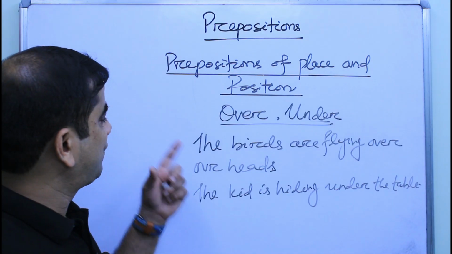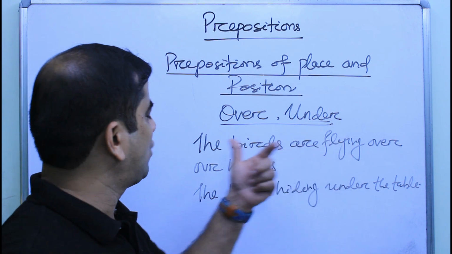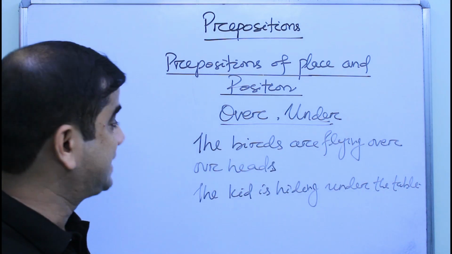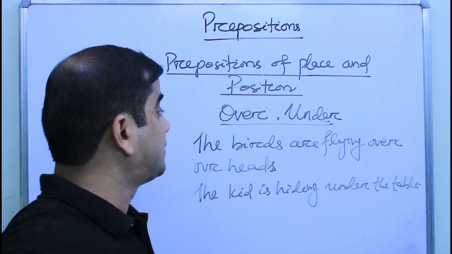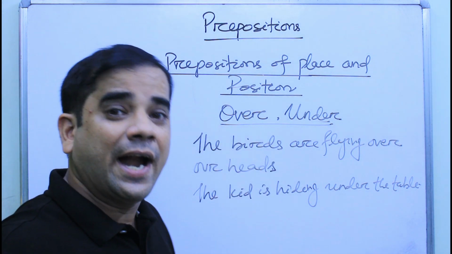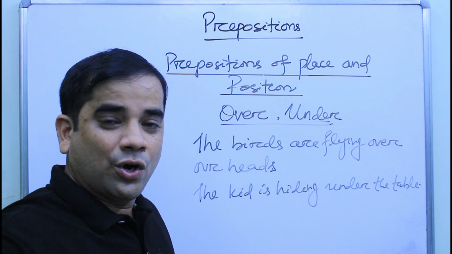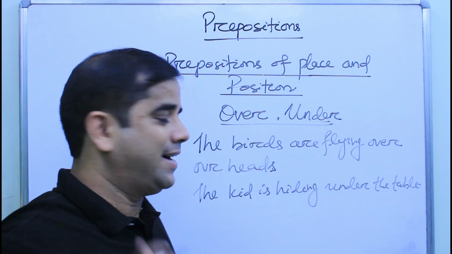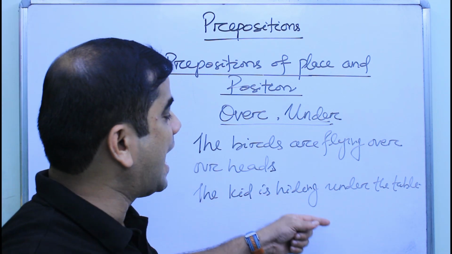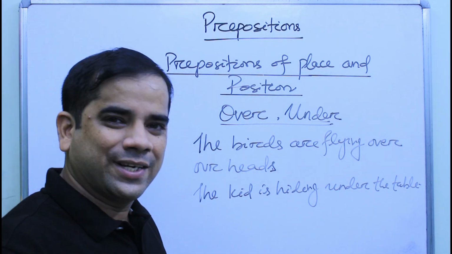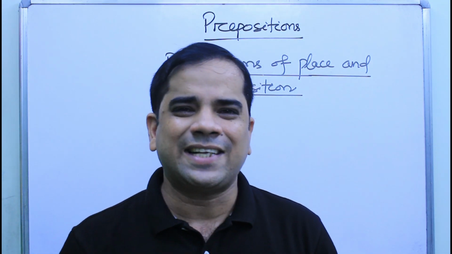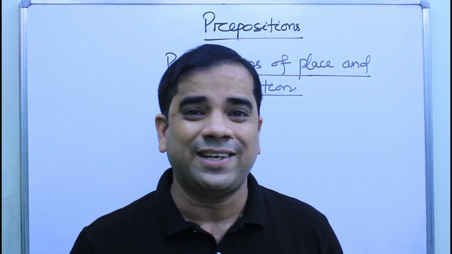Students, let us now discuss two prepositions, over and under. In the first case, the birds are flying over our heads. That means it is showing the position of the birds with respect to our head. The birds are at a greater height, so they are over our head. Same way, the kid is hiding under the table. Hope you understand. Students, let us now discuss the preposition in.